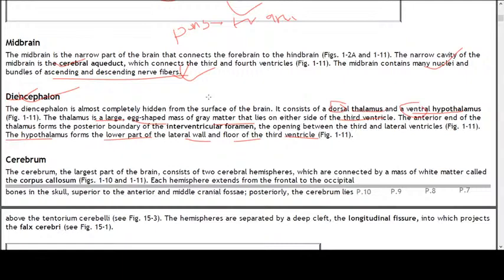Interventricular foramen, between the lateral ventricle and the third ventricle. I will be noting this term.